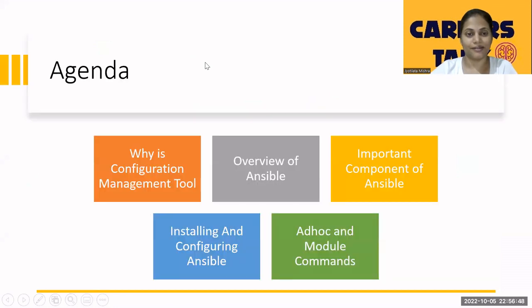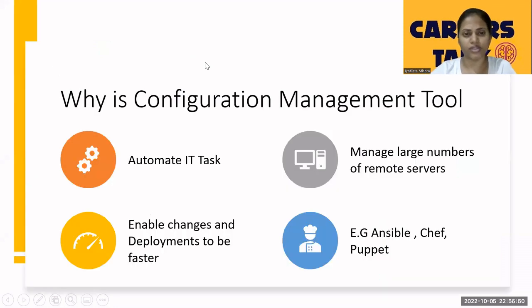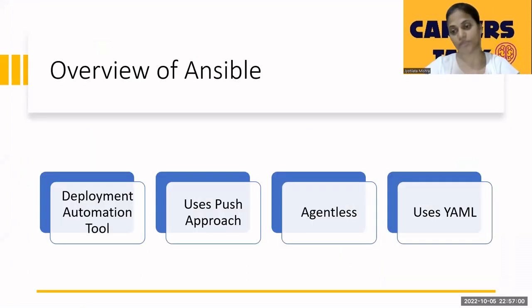So we understood why we need configuration management: to automate IT tasks and to manage a large number of remote servers. In the case of Ansible, we call those remote servers our host machines, which are maintained under the inventory. Ansible is agentless. It's based on a push approach, and we can make the changes using YAML.